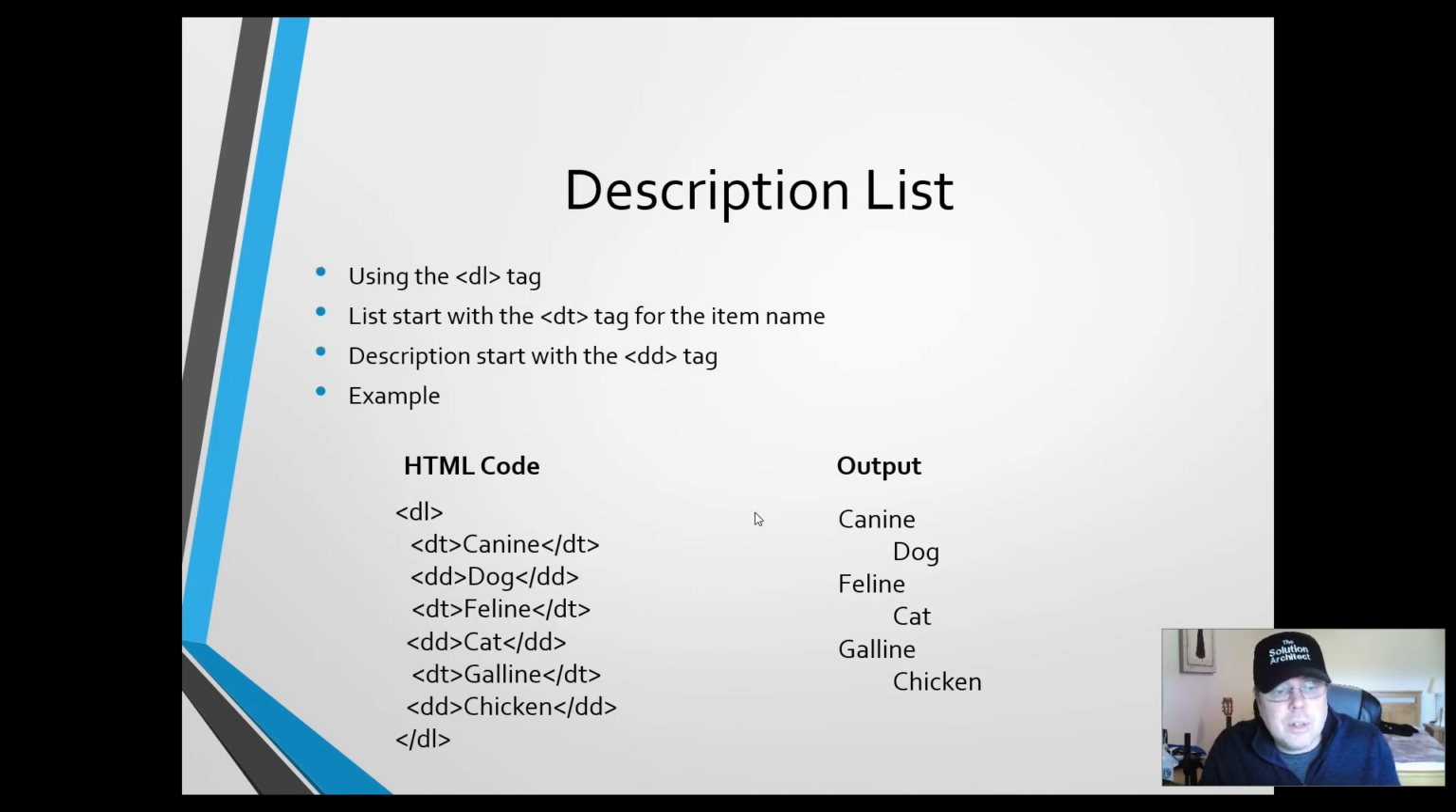Then you've got your description list, and it will look like this. It's called the DL tag, and then your list starts with DT, which is the item name. For example, I've got K9, which is a dog, feline, which is a cat, and galine, which is a chicken. The DD is your description itself. So you have an item name, K9, and your description, dog.